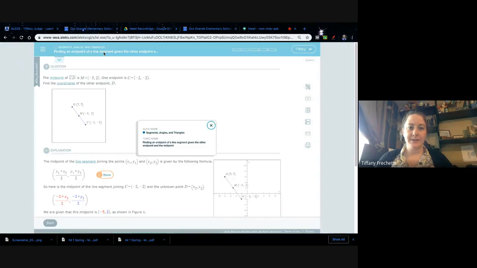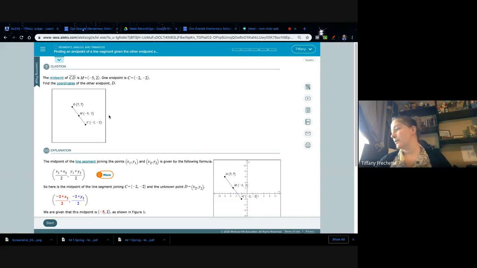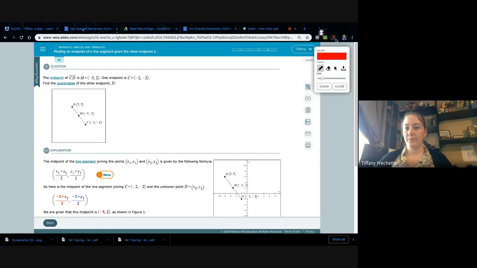Finding an endpoint of a segment given the other endpoint and the midpoint. All right, so I have done videos before about just the midpoint theorem. So this is the midpoint formula.